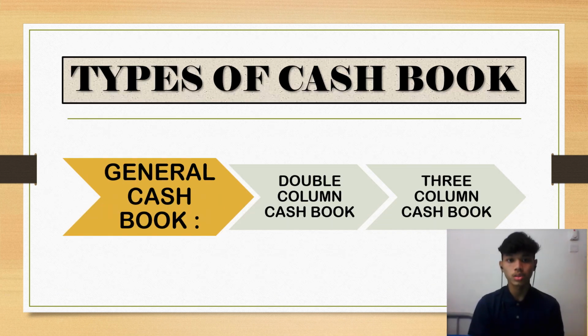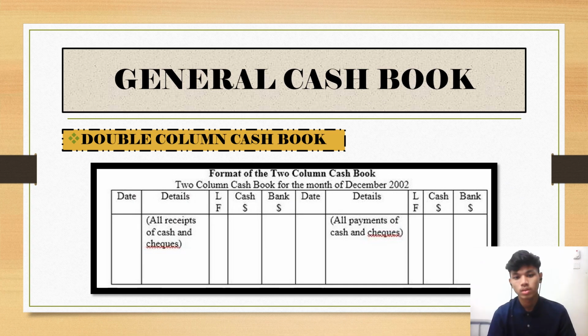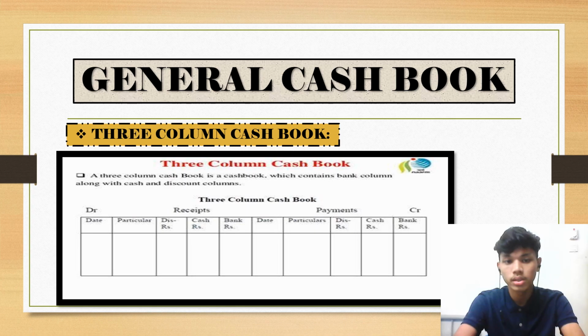There are two types of cash book, which are double column cash book and three column cash book. So this is the example of double column cash book. At the credit side, there are date and details. Same with the debit side, there are date and also details. So basically, the difference between double column cash book and three column cash book is that three column cash book has discount. Meanwhile, double column cash book does not have discount.